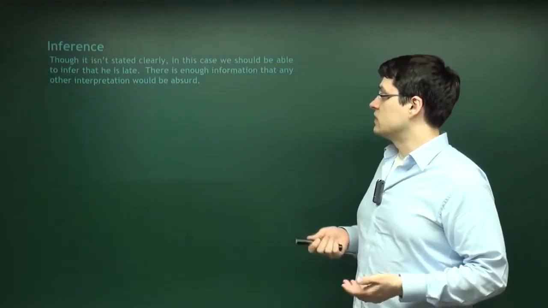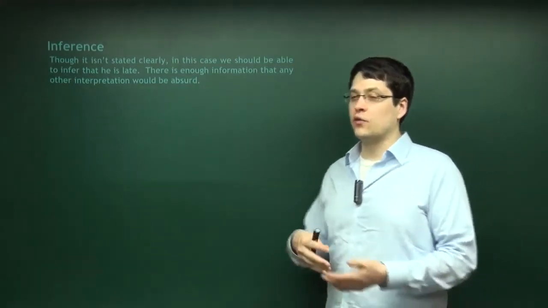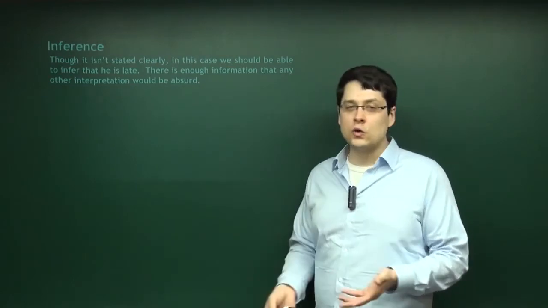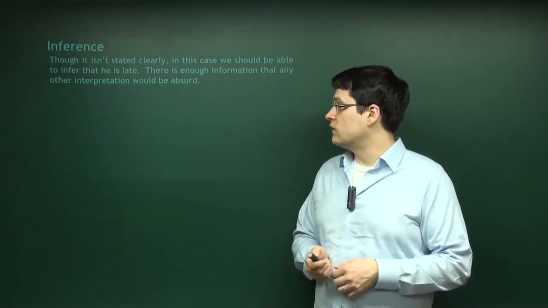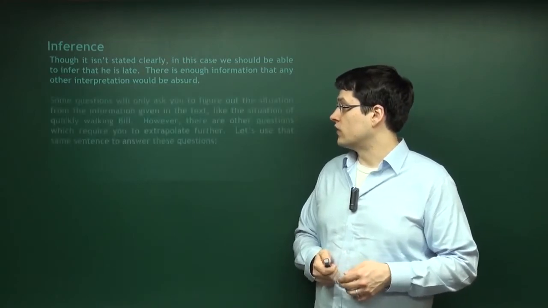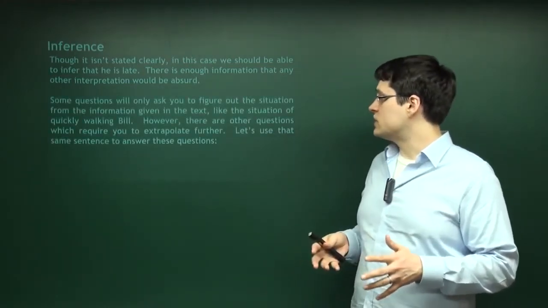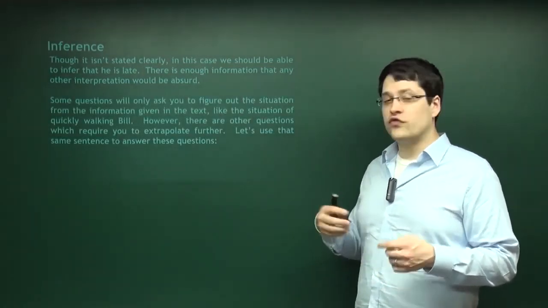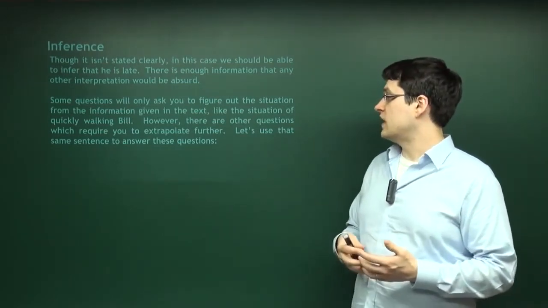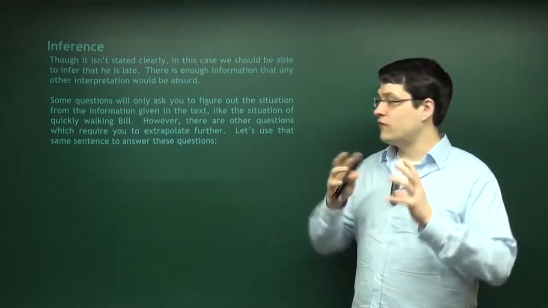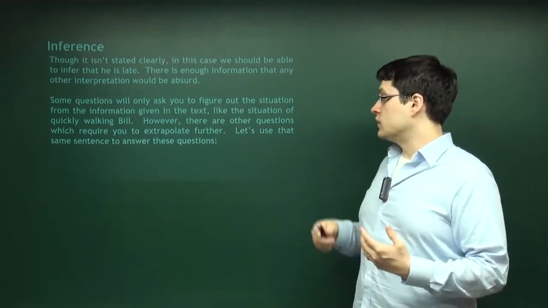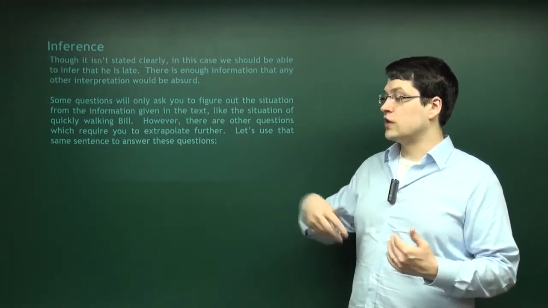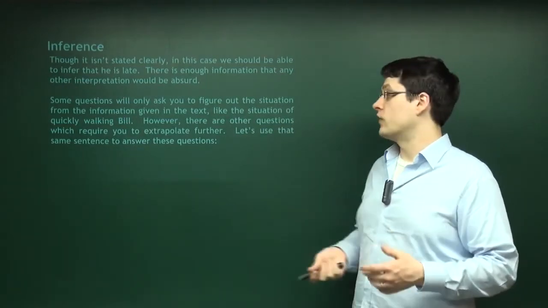And there's enough information that if you tried to interpret it in another way, why would he look at his watch if he's cold? Why would he look at his watch if he's angry? None of these things really hold up quite as well as late. Some questions will ask you to figure out the information only from what's in the text. So you have the text, and you're supposed to extrapolate what's going on. And there are others that will have you go even further, as in other situations.